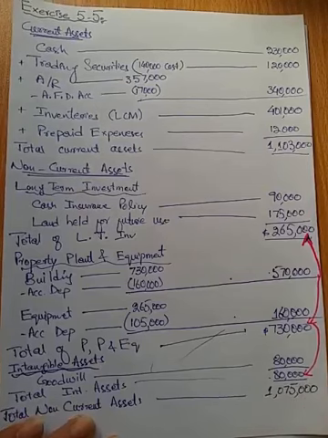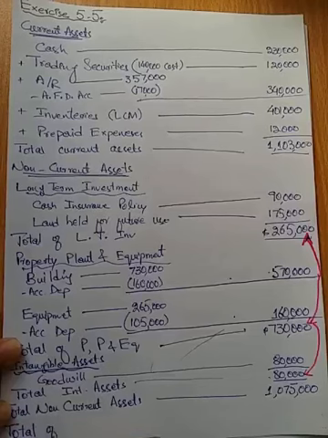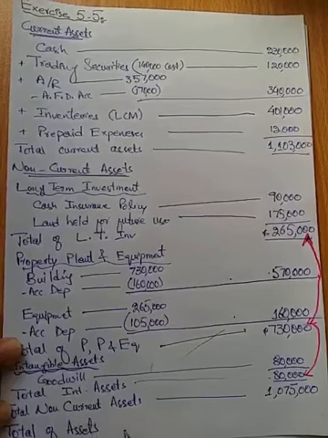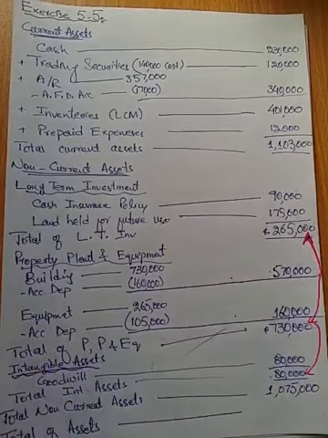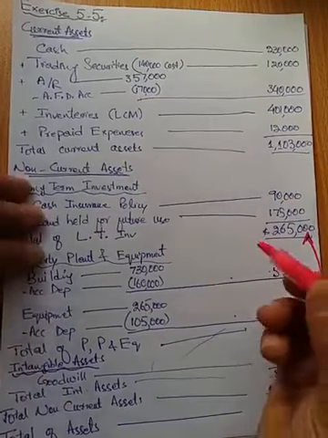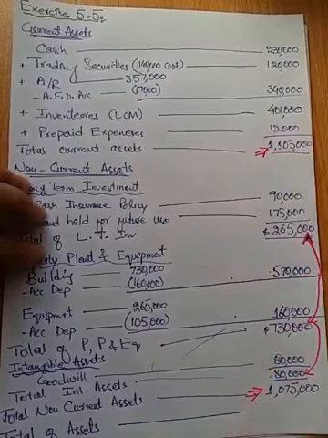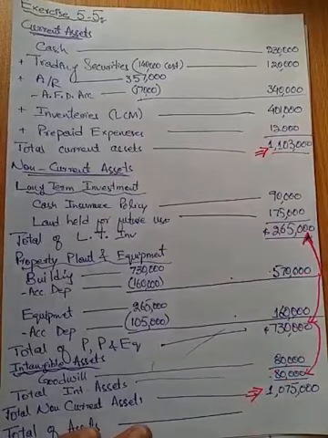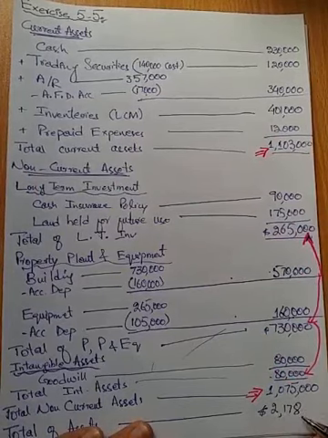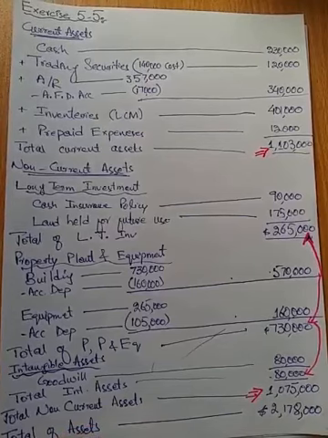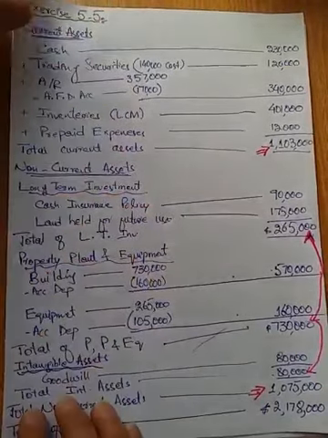$1,075,000. After that you can very easily calculate the total of assets here. The total of assets is the total of current assets plus the total of non-current assets, so it becomes around 2,178,000. So this is the asset section only, ladies and gentlemen.